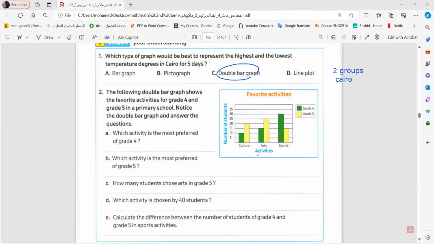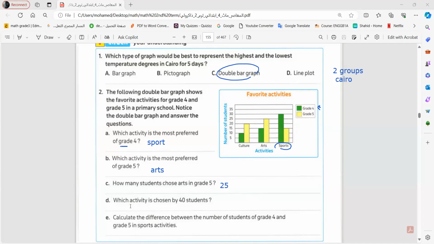Amazing. Use the following bar graph to find which activity is the most preferred for grade 4. Grade 4 got which color? The green. Amazing. Which one is the most? Sport. Amazing. Okay. Which activity is the most for grade 5? Grade 5 got yellow. Amazing. Art. How many students choose art in grade 5? Amazing. 25.